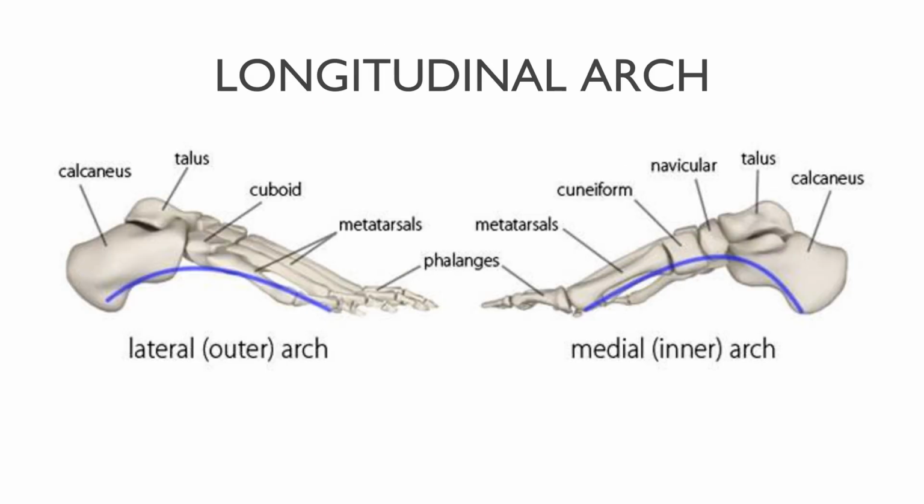This slide provides a closer look at the longitudinal arches. On the left, you see the lateral or outer arch, and on the right, the medial or inner arch. The bones that make up these arches include the calcaneus, talus, cuboid, navicular, cuneiforms, and metatarsals. The integrity of these arches is essential for proper foot mechanics, and damage to any part of these structures can compromise the arch and lead to further complications.